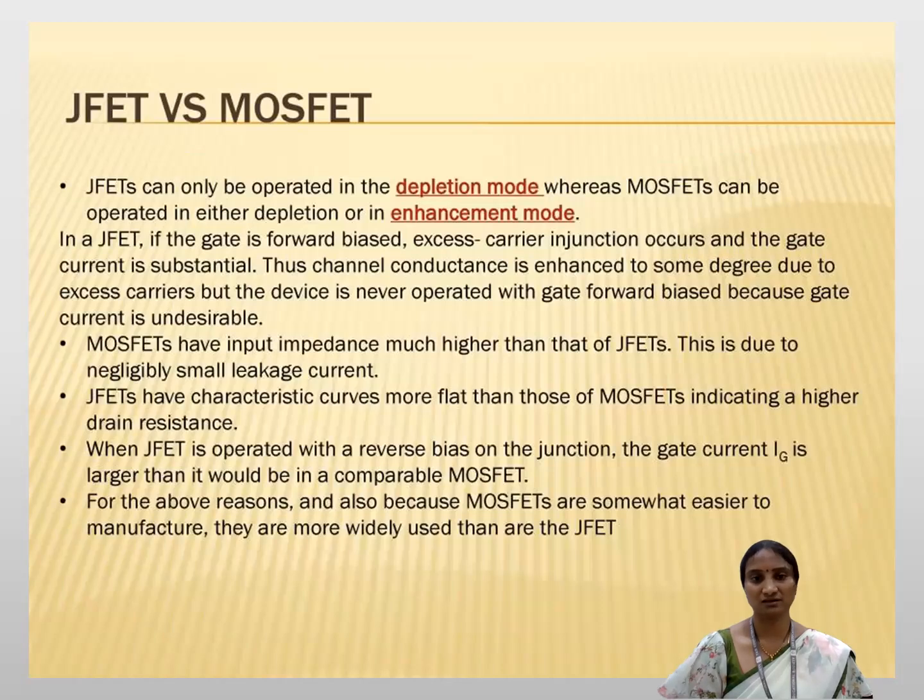Coming to the characteristic curves, JFETs have characteristic curves that are flatter compared to those we can achieve in the case of MOSFETs. When the JFET is operated with a reverse bias on the junction, the gate current is larger than it would be in a comparable MOSFET. For the above reasons, the MOSFETs are somewhat easier to manufacture compared to the JFET, and MOSFETs are also widely used when compared to the JFET.